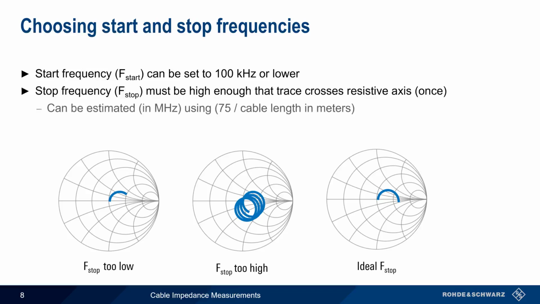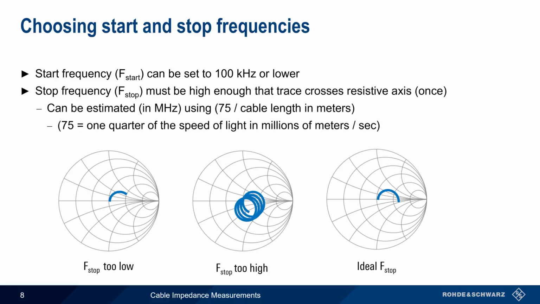The ideal stop frequency in megahertz can be estimated by dividing 75 by the approximate cable length in meters. The 75 in this equation is 1/4 of the speed of light in millions of meters per second. Note that since signals propagate more slowly in cables than in a vacuum, this mathematically estimated upper or stop frequency will result in a small amount of overshoot past the resistive axis, as shown in the Smith chart on the right.